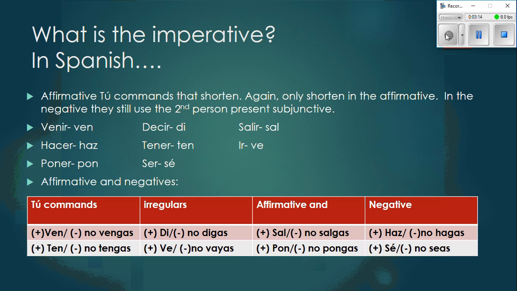And I have a little way to remember it. I always remember Vin Diesel and his ten weapons. And I say Vin Diesel has ten weapons with a fake accent. And that's how I remember. Let me explain. Vin Diesel has ten weapons. See? And then I remember ven, di, sal, haz, ten, ve, pon.